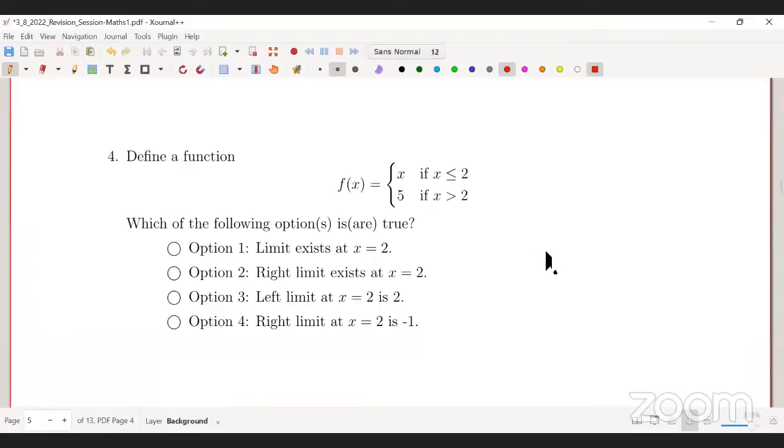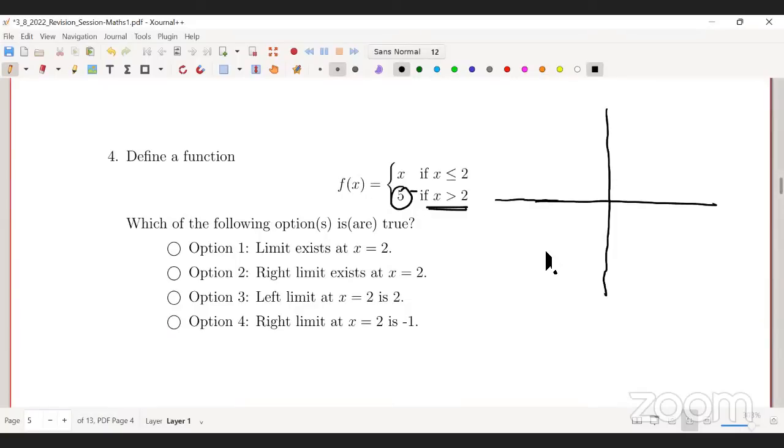Okay, you have a function. The value of the function is x if x is less than 2, right? If x is less than 2, then the value of the function is x, and if x is greater than 2, the value of the function is 5. Then we can easily draw the graph of this function, right?